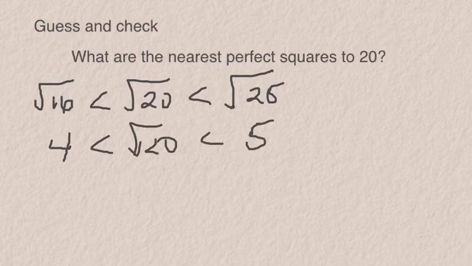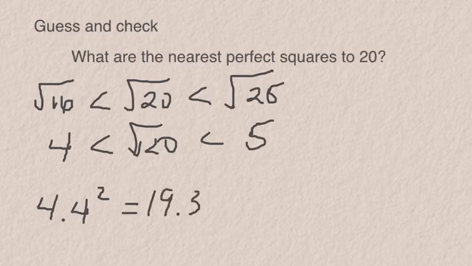So now we're going to look at selecting a decimal number between 4 and 5. Well, I look at my numbers and I notice that the square root of 20 and the square root of 16 are only 4 apart. So I'm going to try 4.4 first, and I'm going to square 4.4. And I'm going to get 19.36.